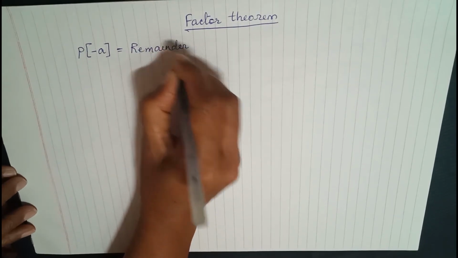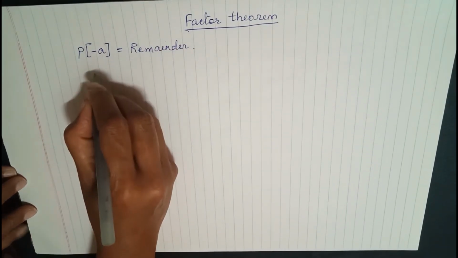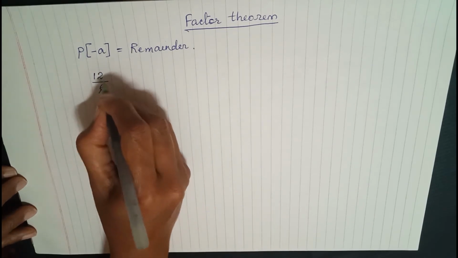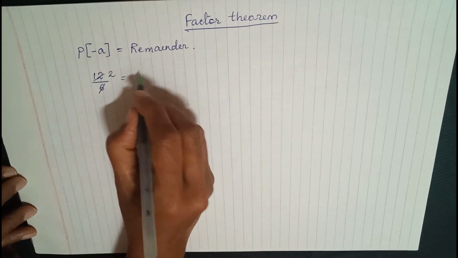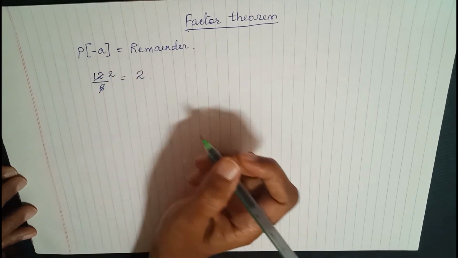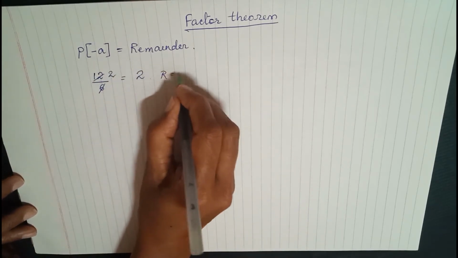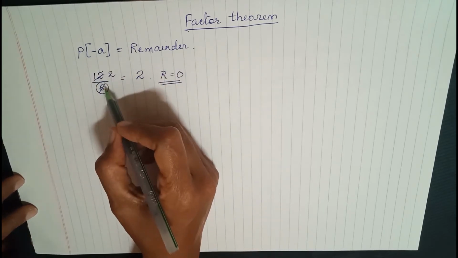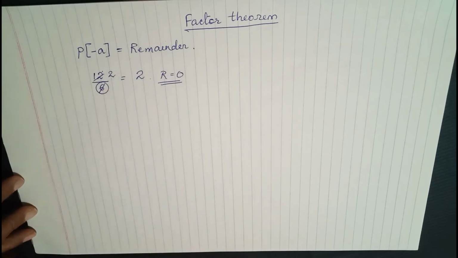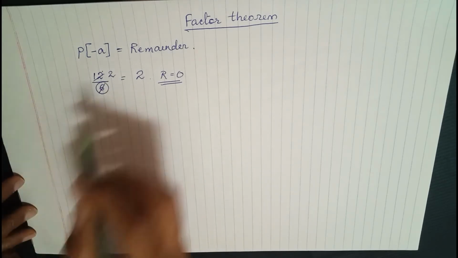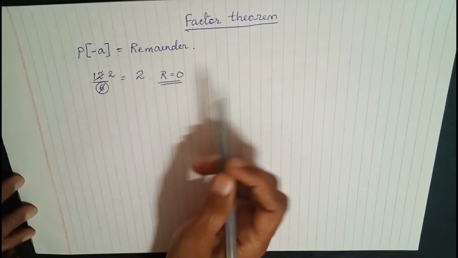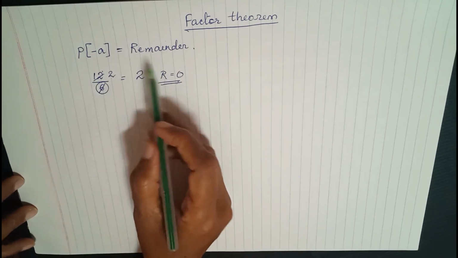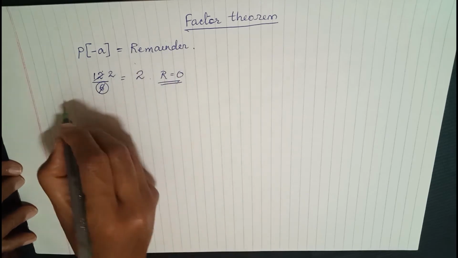that polynomial. So now, in lower classes, you must have learned, let us say 12 divided by 6. It easily gets divisible by 6. You get a quotient 2 and a remainder 0. So what we can say is 6 is a factor of 12 because it completely divides 12. Same thing is true for a polynomial also. That is, if a polynomial is divided by another polynomial and the remainder comes 0, then the divisor becomes a factor of the polynomial. So let's take some examples.